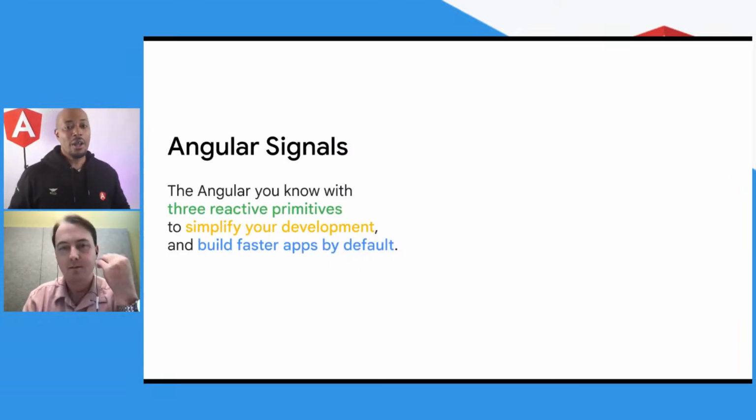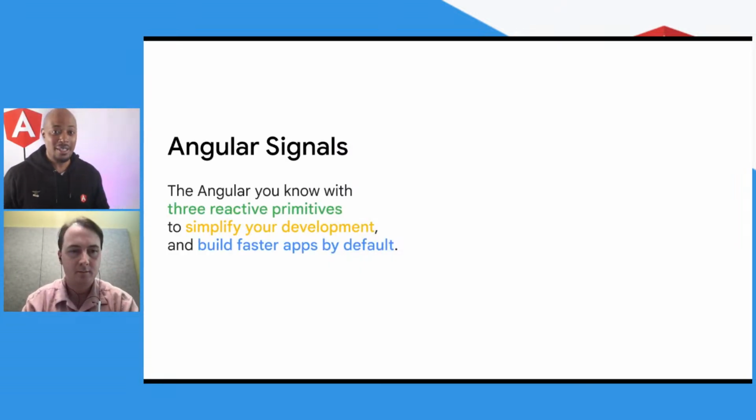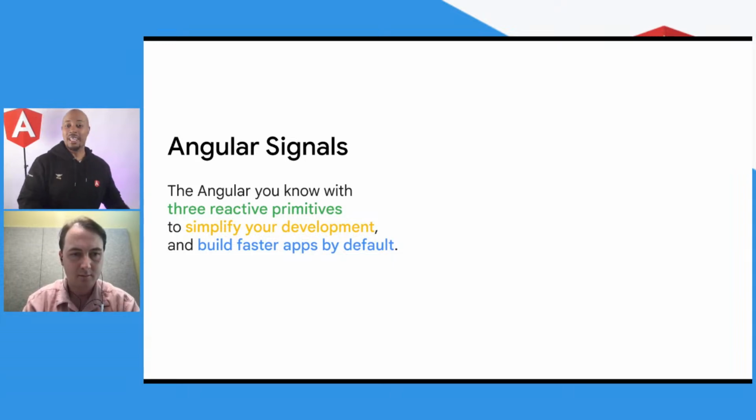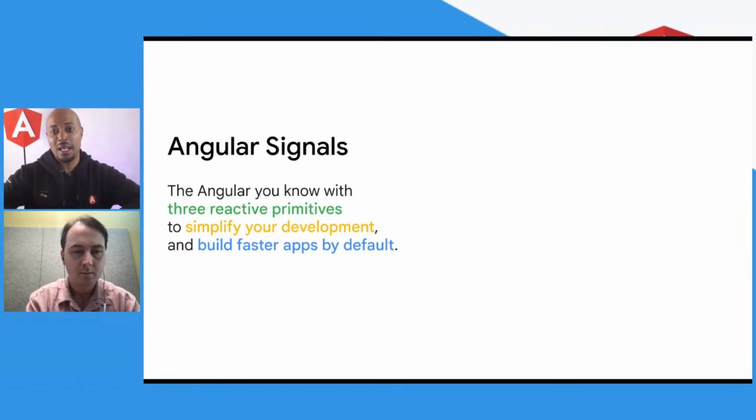Now, what are Angular signals, which is our new idea, right? Signals are the Angular that you already know. It's still Angular, still Angular. This is not us forking into a new library. It is still Angular. It's just we have some new reactive primitives that we hope will simplify your development and help you to build faster apps by default.